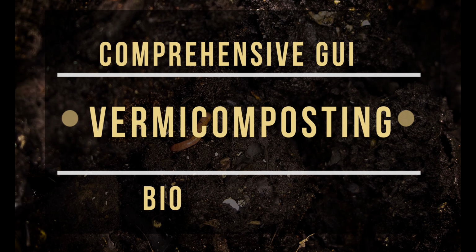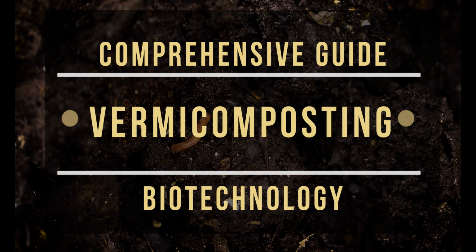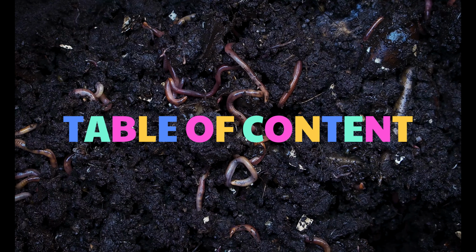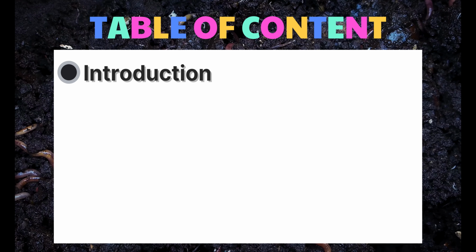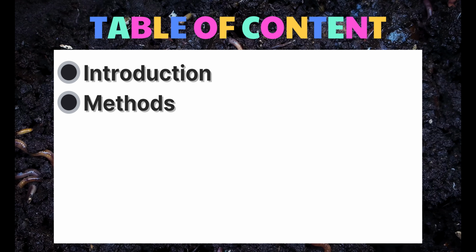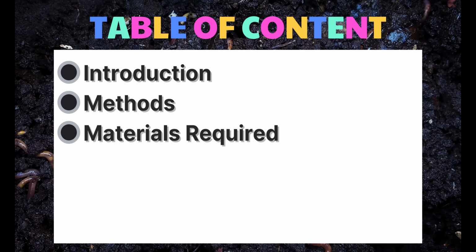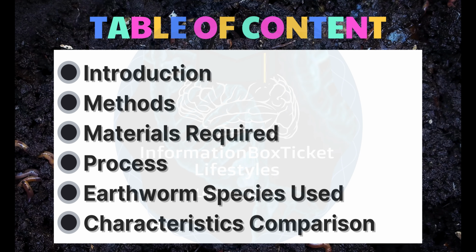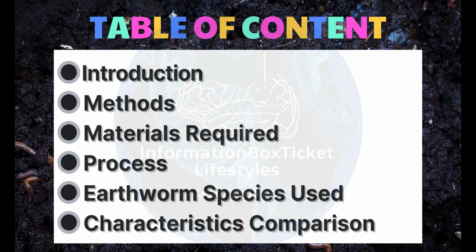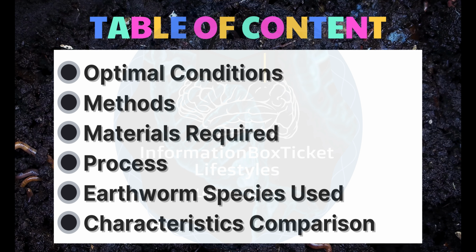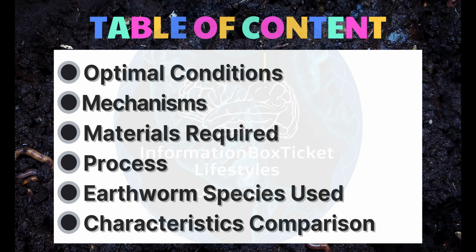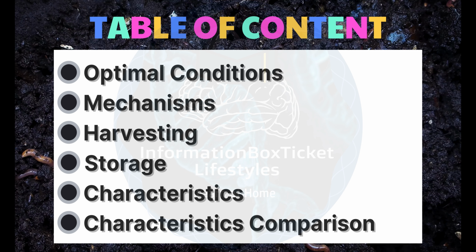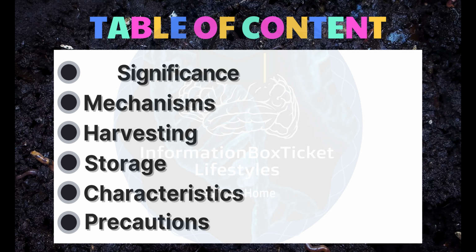Vermicomposting. Techniques, benefits, and earthworm species. Table of contents. Introduction to vermicomposting. Methods, materials required, process, species used, characteristics comparison of different earthworm species, optimal conditions for earthworms in composting materials, mechanisms, harvesting, storage, characteristics, precautions, significance.